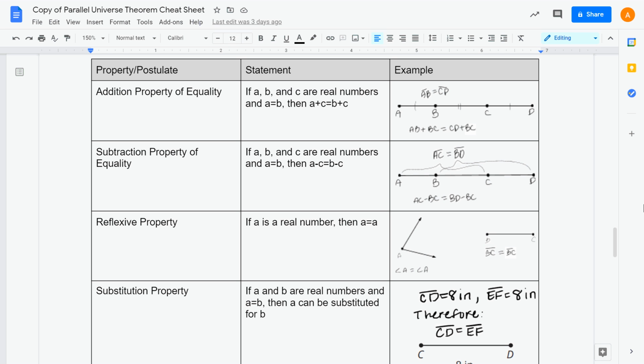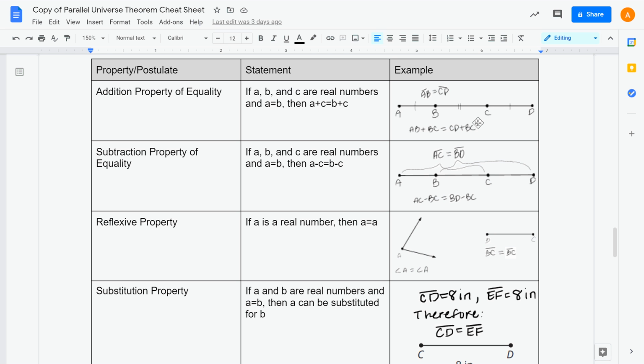So here we have the addition property of equality that says if A and B and C are real numbers, and we know that A equals B, then A plus C equals B plus C. So basically, if we put it into an example of this line segment here, if I already knew that the piece AB is equal to the piece CD, I can add the piece BC to both sides and it will still be equal.